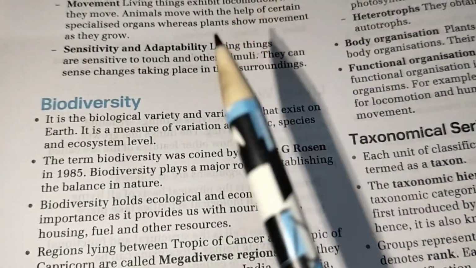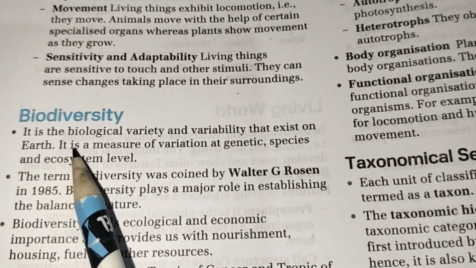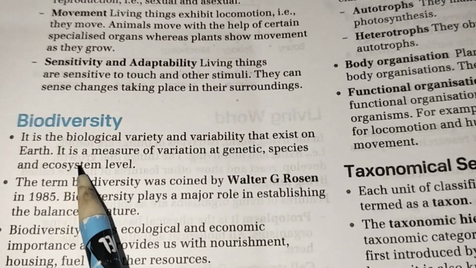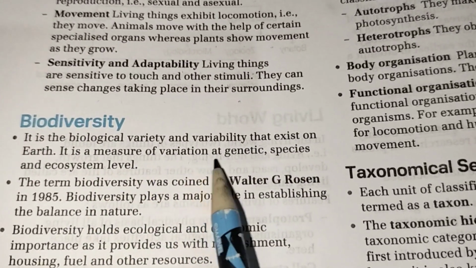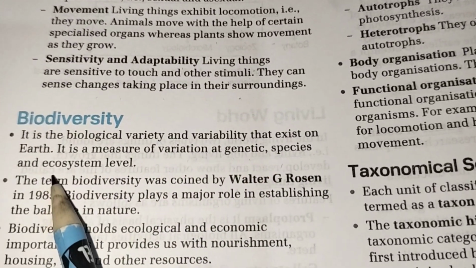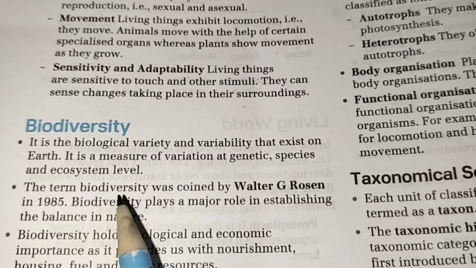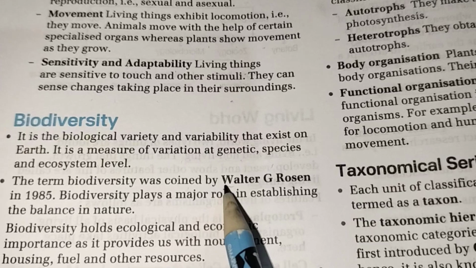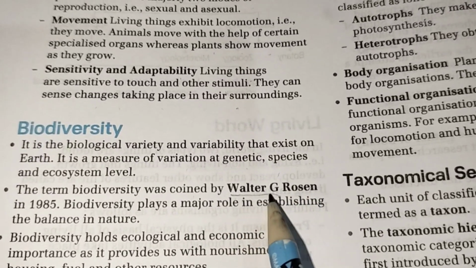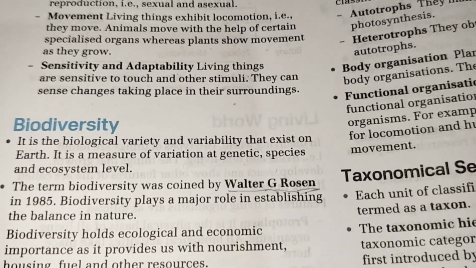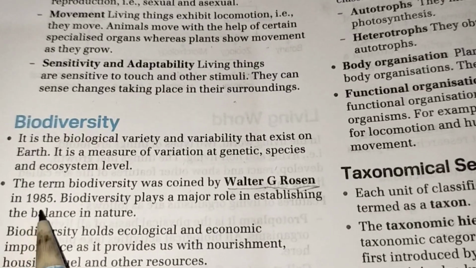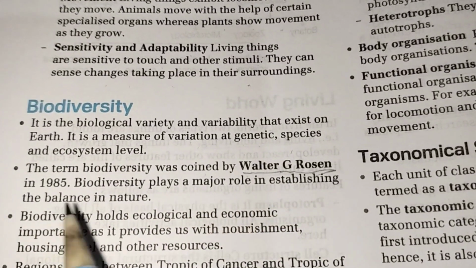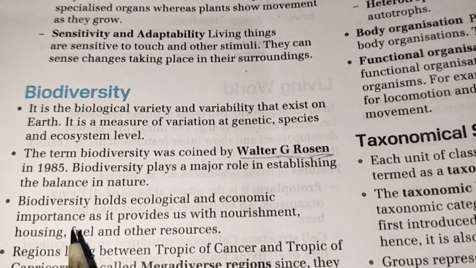So the next topic is biodiversity. It is the biological variety and variability that exists on Earth. It is a measure of variation at the genetic, species and ecosystem level. The term biodiversity was coined by Walter G. Rosen. So this is important, but it can come. The term biodiversity was coined by whom? In 1985.